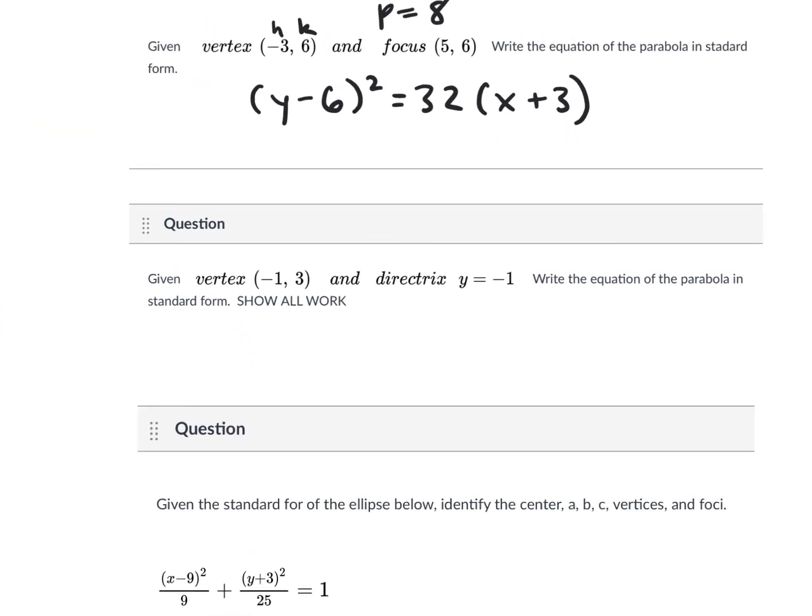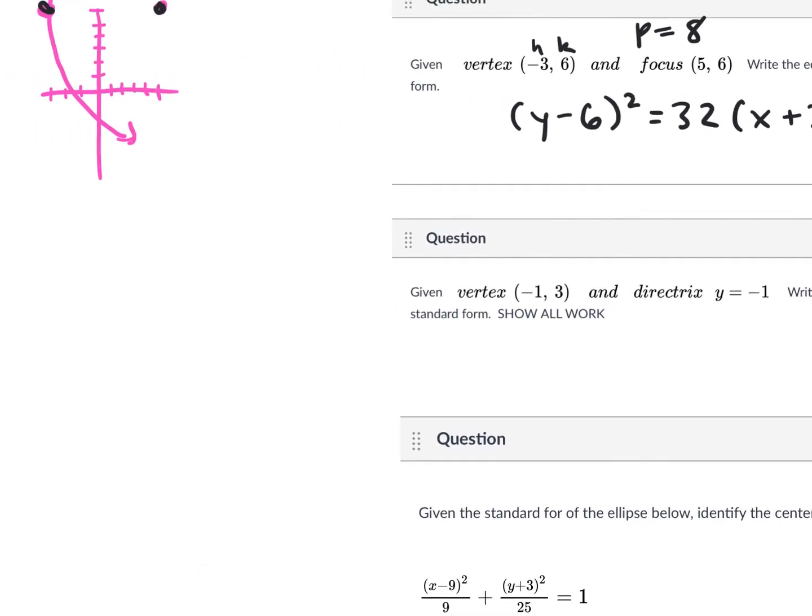Alright, next. Given the vertex and the directrix, write an equation of the parabola in standard form. Same thing as the last one, but instead of the focus being given, the directrix is given. Our vertex is negative 1, 3, and our directrix is y equals negative 1. So y means we're going on the y-axis down to negative 1. Which direction does this parabola open? Opens up. It opens away from the directrix.